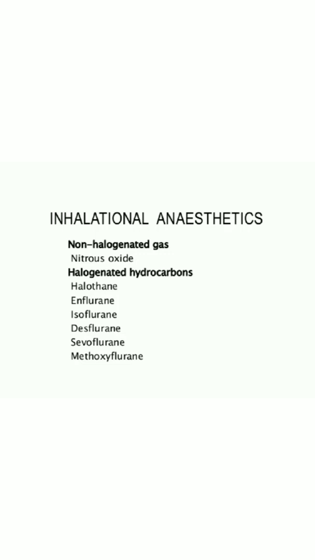Hello everyone. Today we'll go through the general anesthetic theory, the last part. In continuation with the last video, we will start with the inhalation anesthetics. Inhalation anesthetics can be categorized into two parts. One is a non-halogenated gas, which is nitrous oxide, and the other is halogenated hydrocarbons: halothane, enflurane, isoflurane, desflurane, etc.